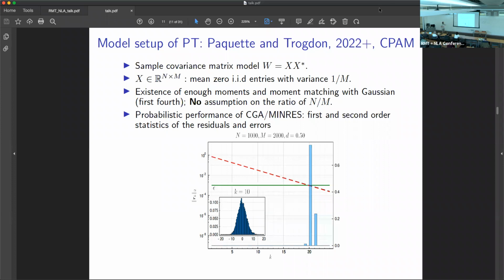They actually studied two algorithms: one is CGA, the other is minimal residual, and they have similar formulations to what I showed before. They studied both the first order and second order statistics of both the residuals and the errors. This is one of the graphs they show. This is a prediction, and it matches the simulation.